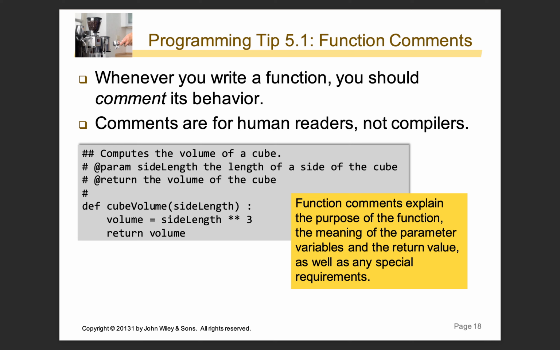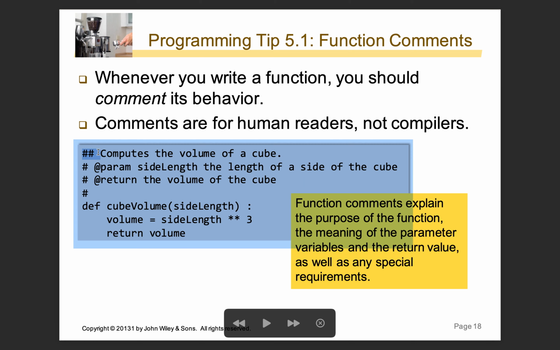So here are some comments, right? They're indicated by the hash symbols, so they're not going to be interpreted by the compiler. It's explaining what the cube volume function does. It computes the volume of a cube. Straight away, we understand what it does. It explains what each of the parameters are. So the parameter is side length, and that's the length of a side of the cube. Fine. And then what does it return? It returns the volume of the cube.